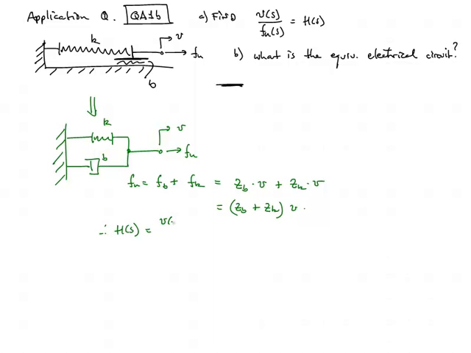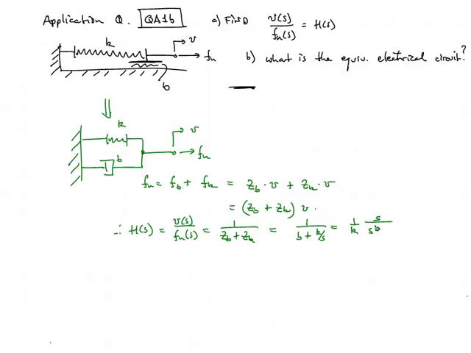We then solve for the transfer function, that is the velocity divided by the external force F sub u, which gives us 1 over the sum of the impedances. We substitute in B and K over S. We multiply through the top and the bottom by S over K. And that gives us our final result, which is S over K divided by 1 plus S over omega p.